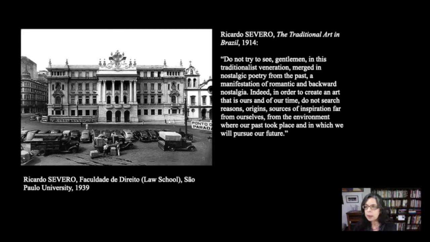And I quote, "Do not try to see, gentlemen, in this traditionalist veneration merged in nostalgic poetry from the past, a manifestation of romantic and backward nostalgia. Indeed, to create art that is ours and of our time, do not search reasons, origins, sources of inspiration far from ourselves, from the environment where our past took place and in which we will pursue our future."